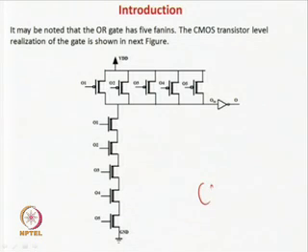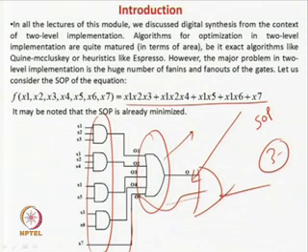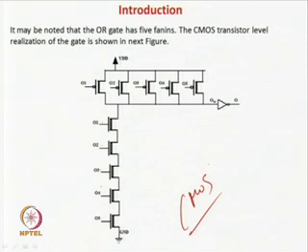This is actually the CMOS implementation of an OR gate. This is the CMOS implementation of the 5 input OR gate: 1, 2, 3, 4, 5. So 5 inputs are there. There is an inverter, but we are not going to go into details of how the gate is designed, because that is analog VLSI. You can find in any standard VLSI design book how an AND gate, NOR gate, and NAND gate are implemented at the CMOS level.